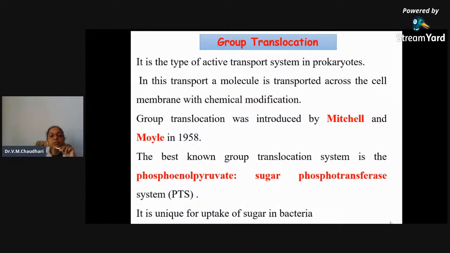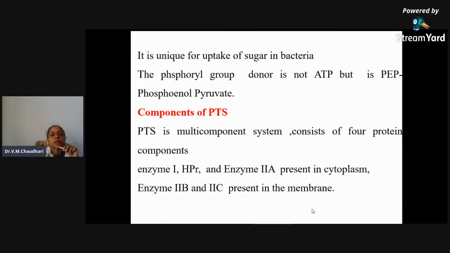So the best known group translocation system is the phosphoenol pyruvate sugar phosphotransferase system. It is the unique uptake of sugar in bacteria. The phosphoryl group donor in this group translocation mechanism is not ATP, but phosphoenol pyruvate acts as a phosphoryl group donor.